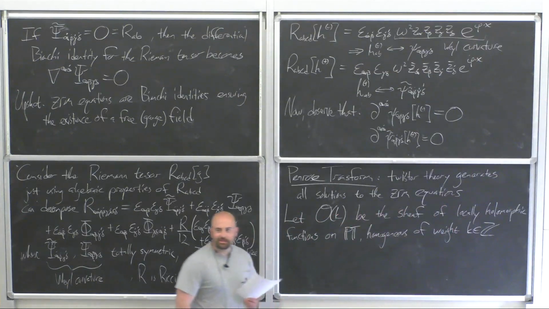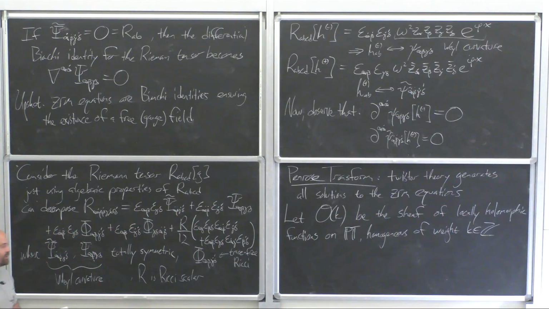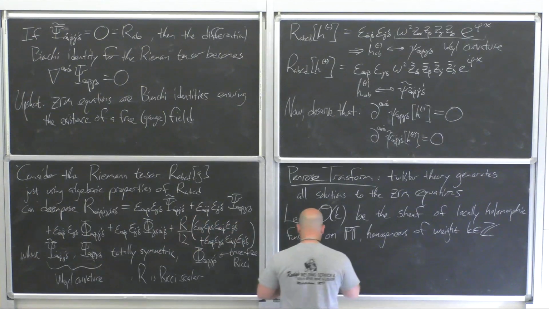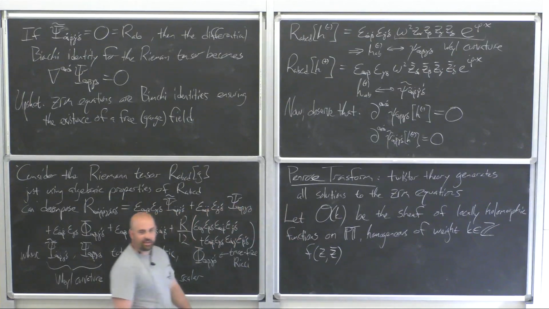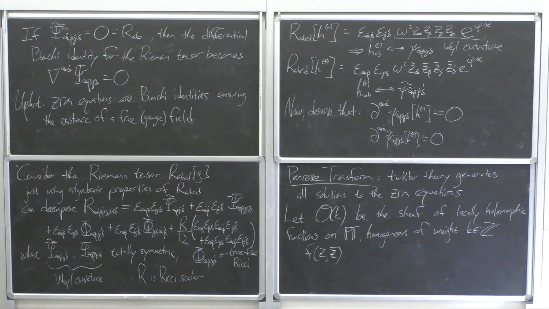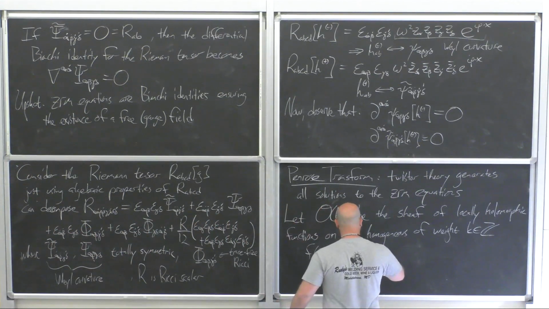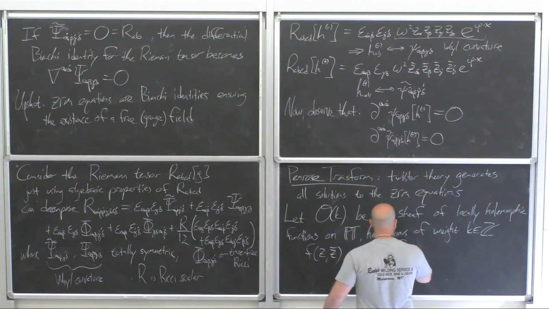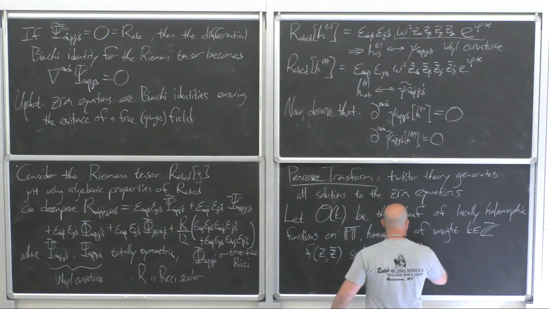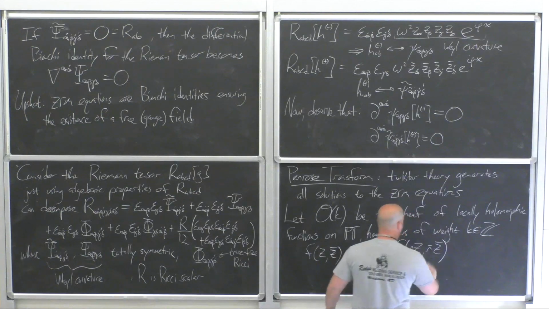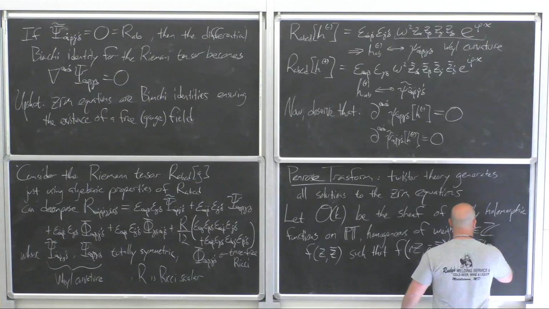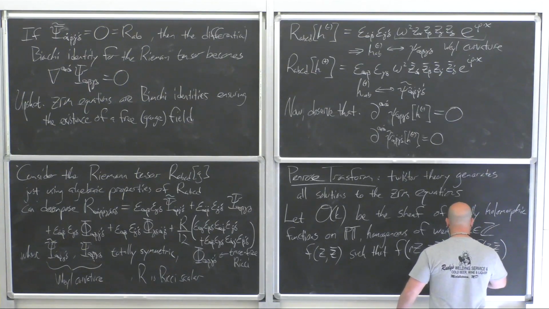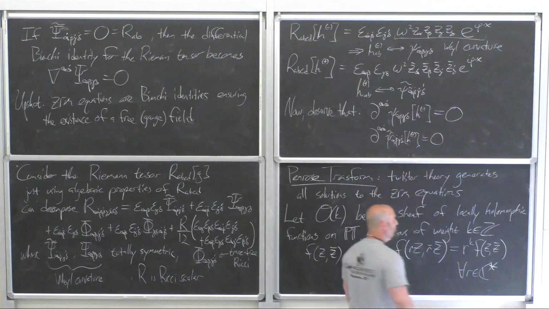Okay, so those sound like fancy words, but what it means is something extremely concrete. Sections of this sheaf are just functions of z and z bar on twistor space, so I can think of them as functions of the homogeneous coordinates on twistor space, such that if I rescale z by r, z bar by r bar, I get r to the k f of z, z bar, for all non-vanishing complex numbers r.